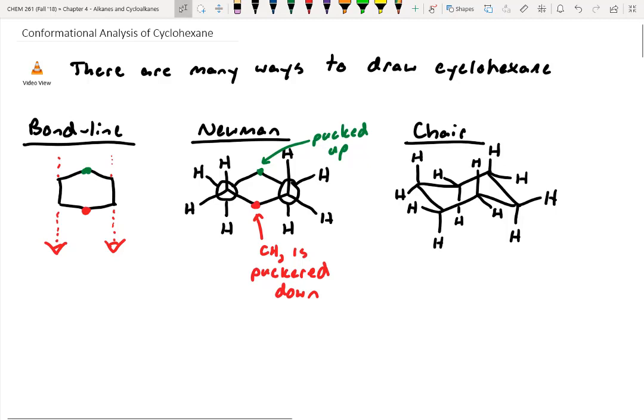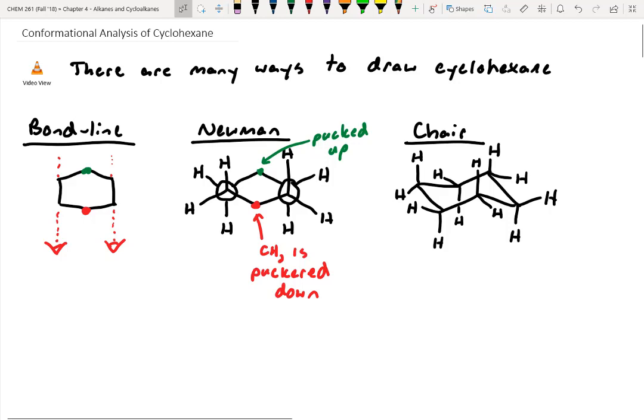So, like I said, bond line notation, in terms of easiness to draw, far and away the winner. Newman, I don't know about that. Chair gives you a lot of three-dimensional information. It's more the side-on view of a cyclohexane molecule. All right, I think what we're going to do is cut off there today.